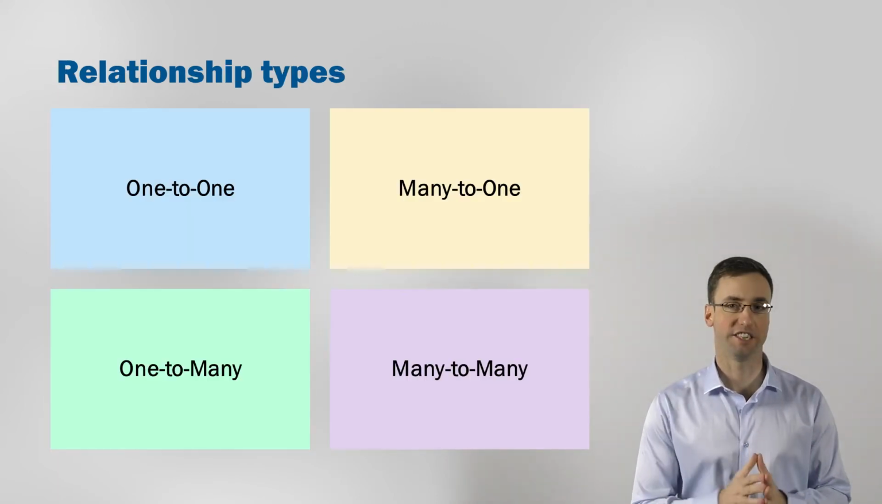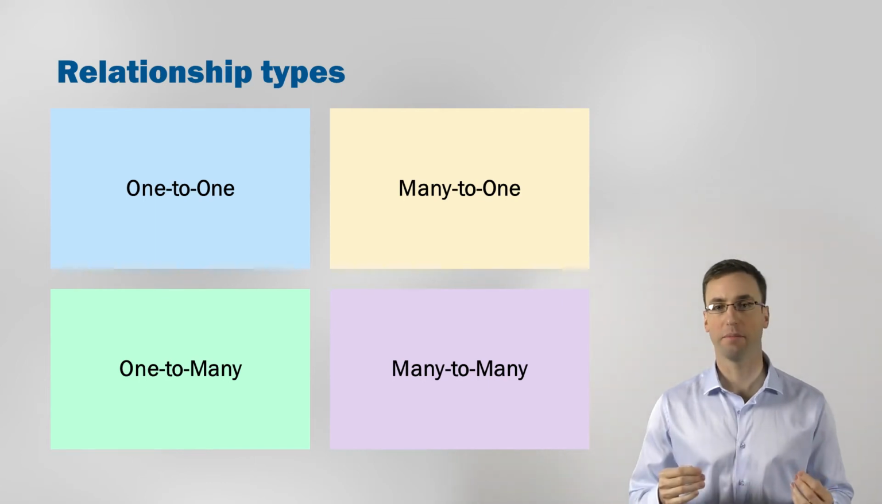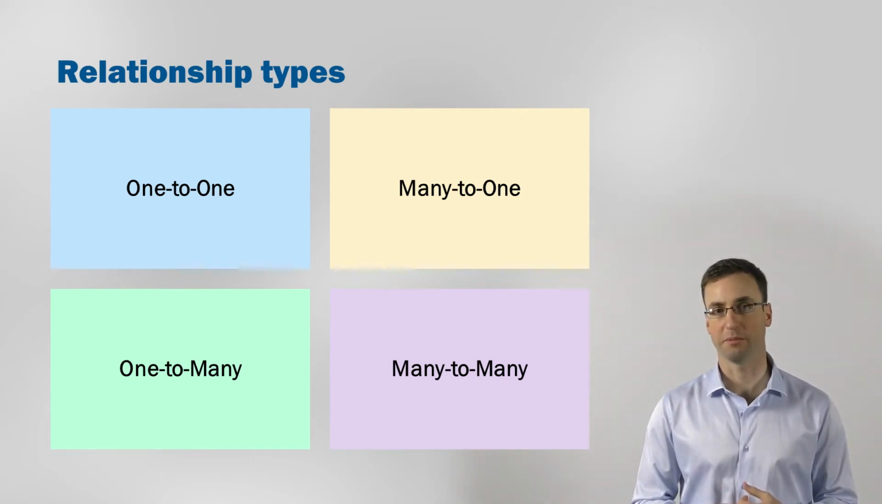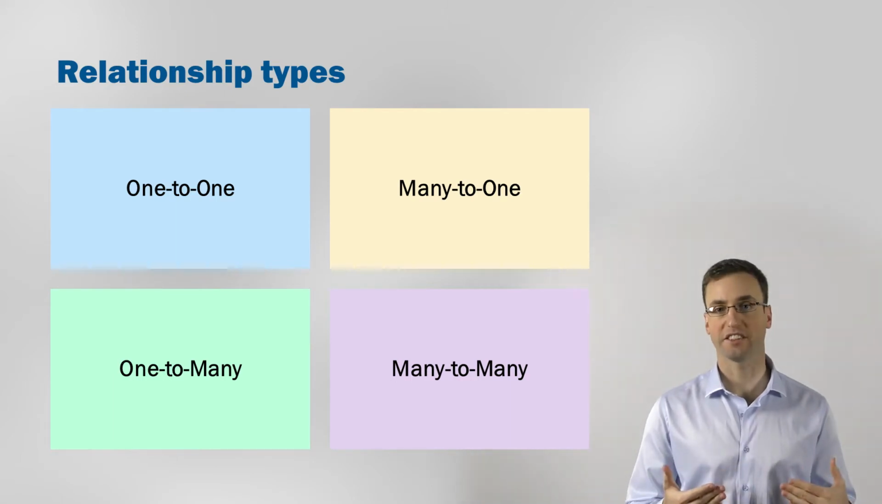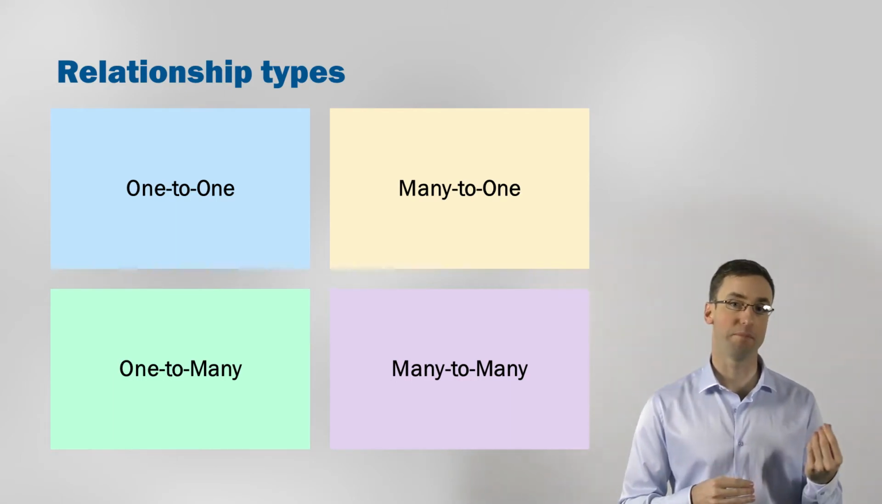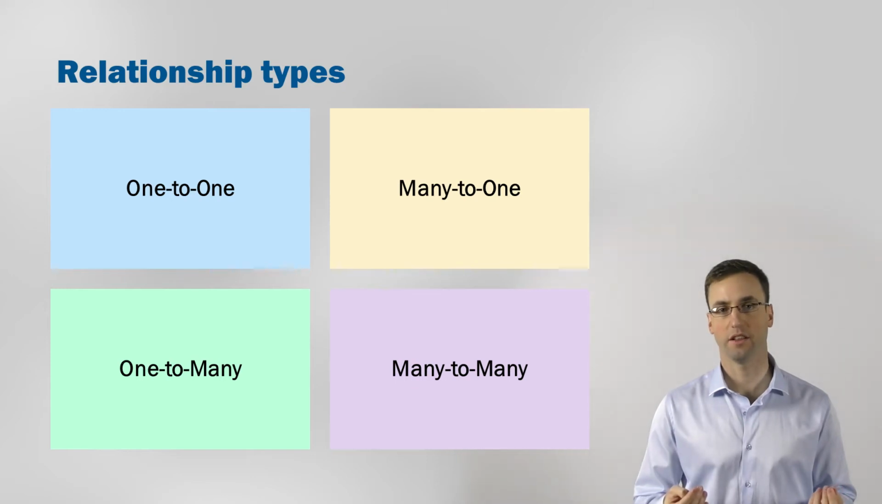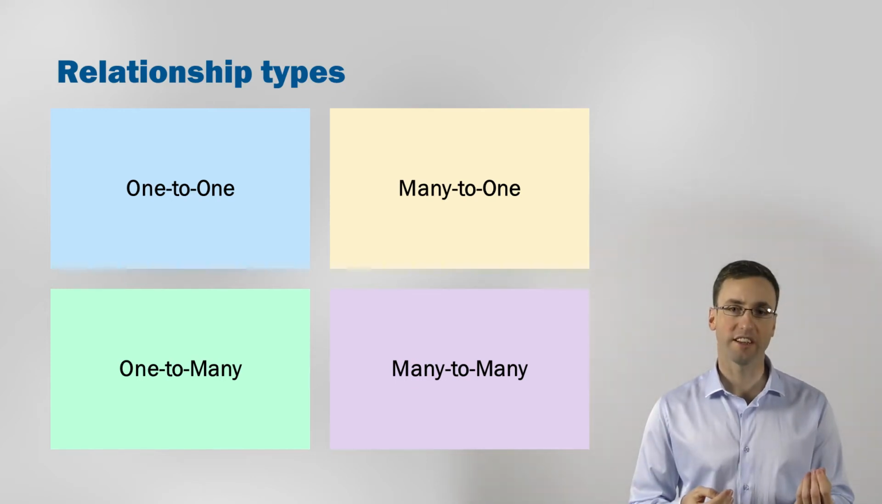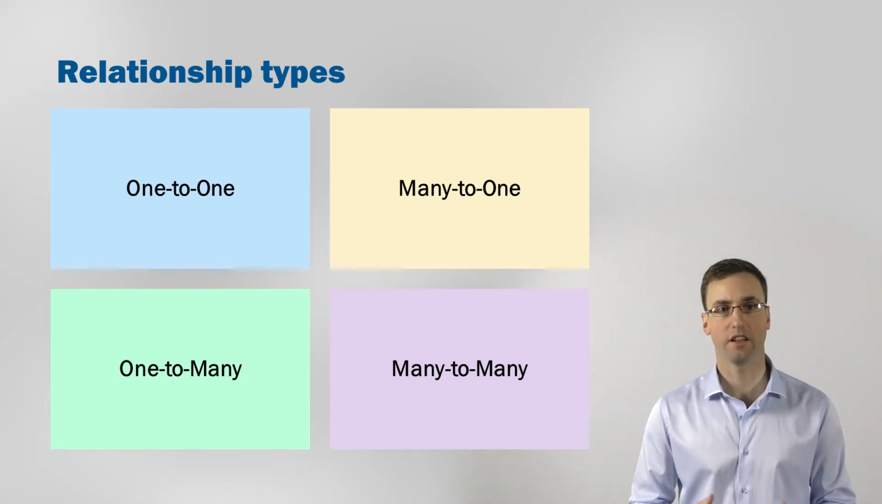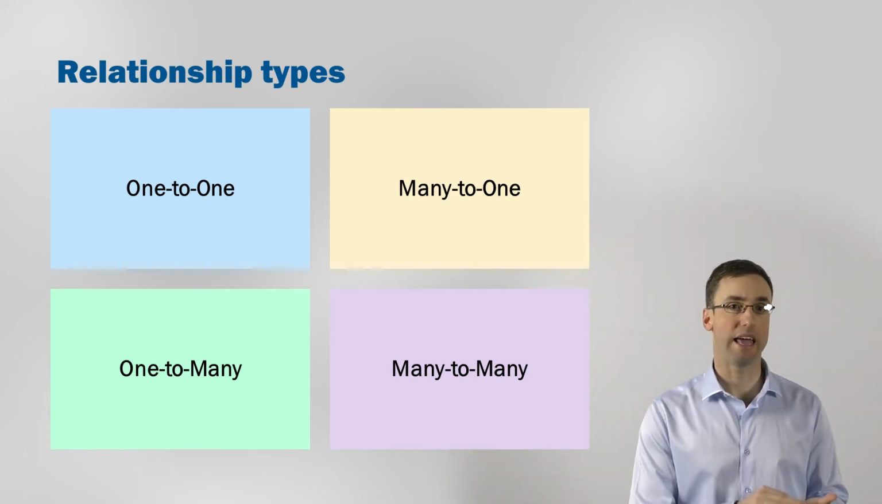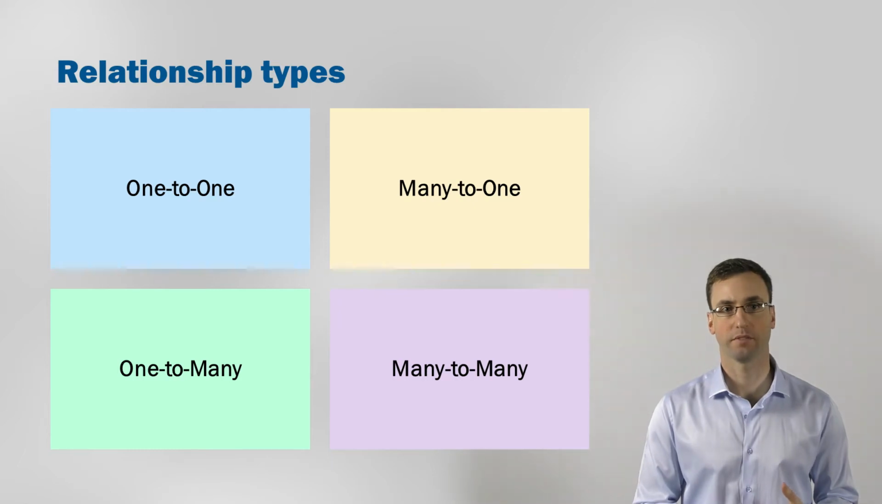Now, to understand relationships in JPA, you'll have to remember the different multiplicities of relationships. Suppose you've got a relationship between two kinds of entities. For example, we might have a relationship between a message and its sender. Well, a person can send many messages, but a message has only one sender. So we would say this is a many-to-one relationship.